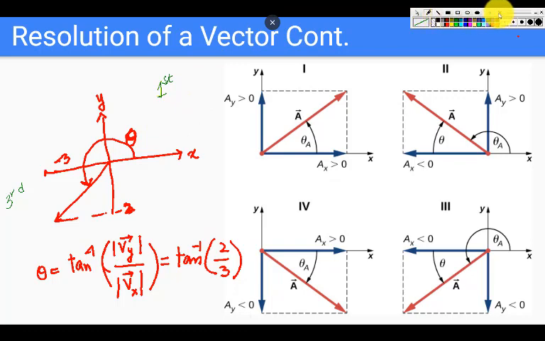So the take home lesson from this is that you cannot just use tangent inverse without looking at the signs of your components, because then you won't know which quadrant that vector is in. Okay, so I hope everybody got this message loud and clear.